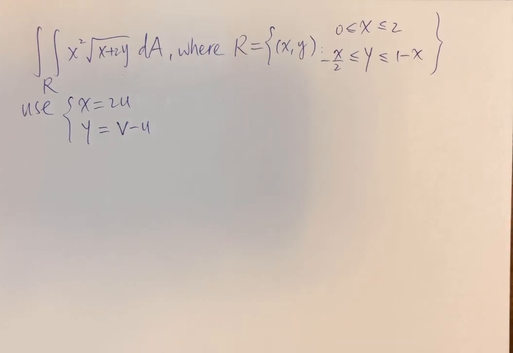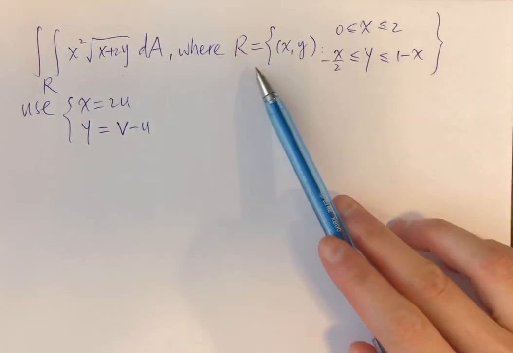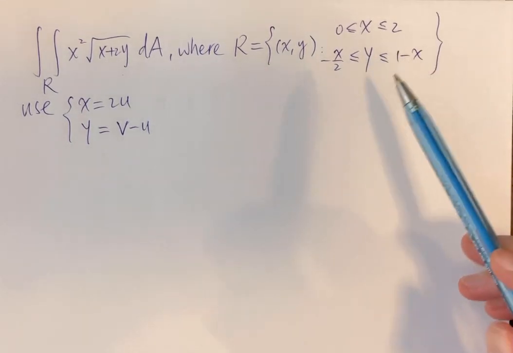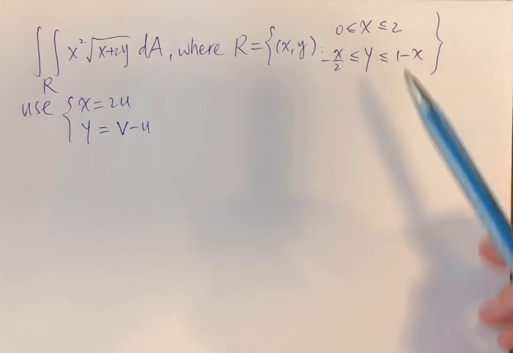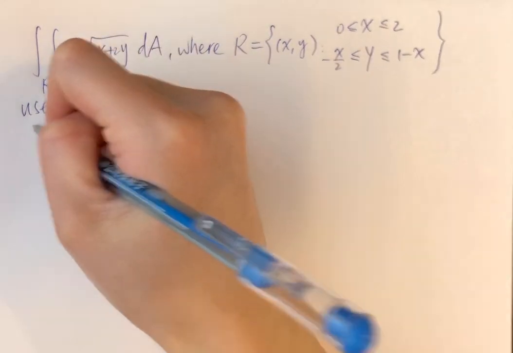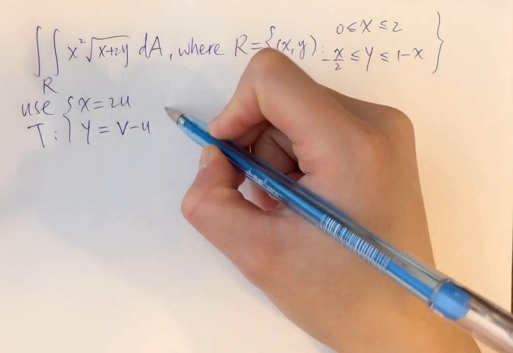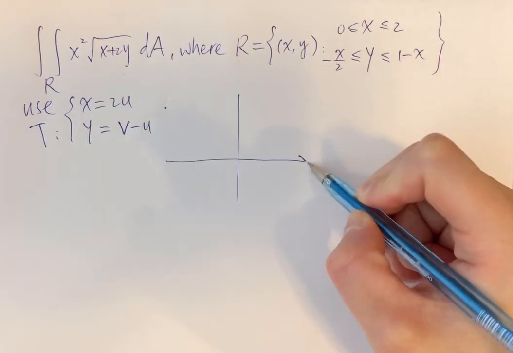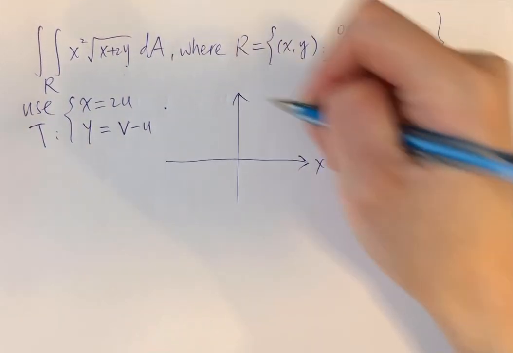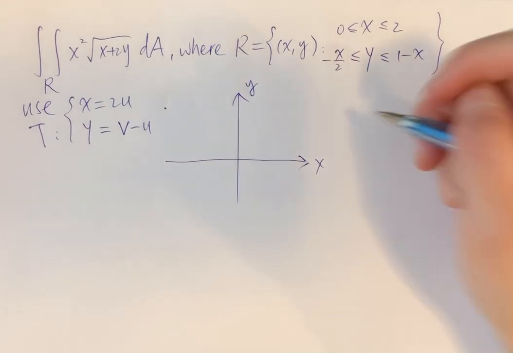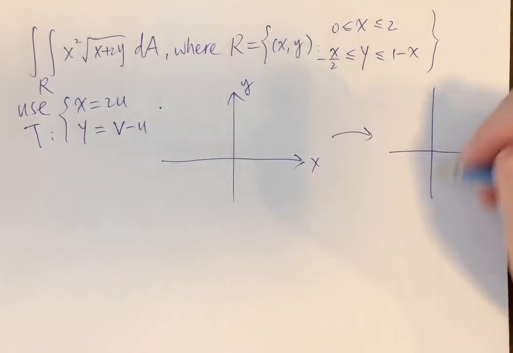This is an example of a change of variables for a double integral. So you're given some region R that's specified in terms of x and y, and the transformation is also given. So the first thing we do is to convert this region in the xy plane to the UV plane.